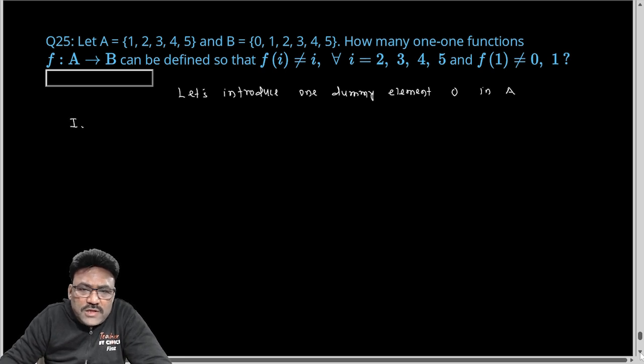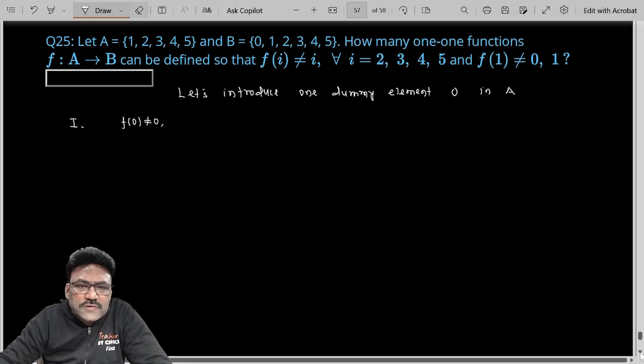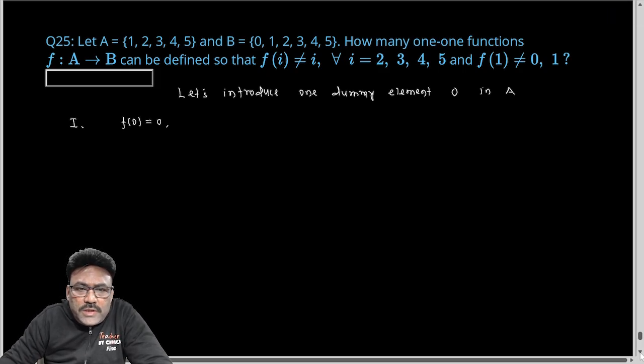First case, let's say I'm saying F0 is not 0. But let's take F0 is 0 first. So I'm mapping F0 is 0, and then I'm mapping Fi not equal to i, i is equal to 1, 2, 3, 4, 5.